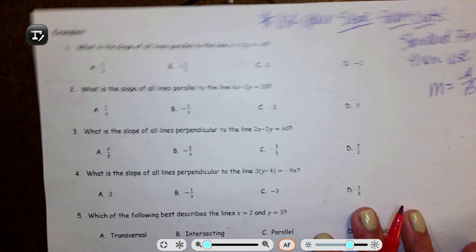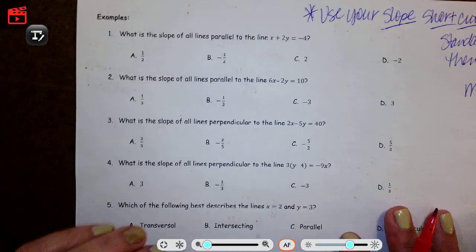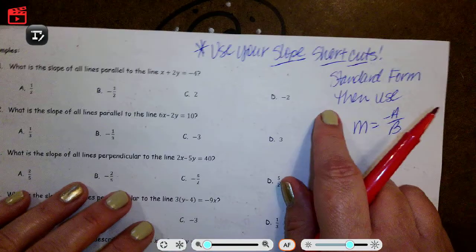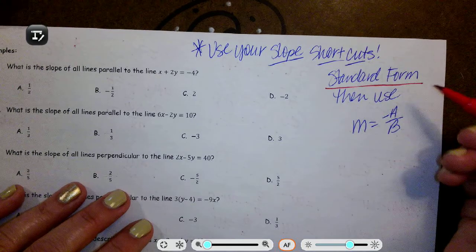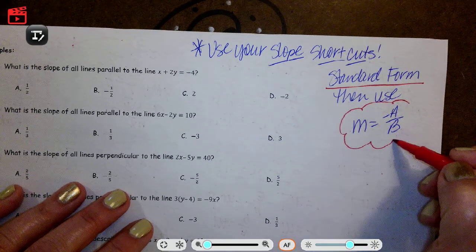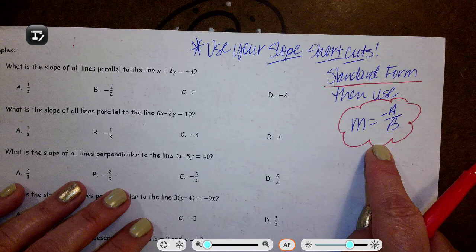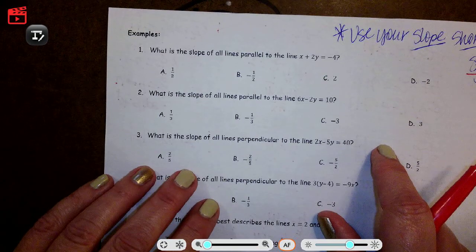Okay, so let's flip over here. Let's take a look at what's going on back here. They gave us some examples, and I want to remind you, don't forget that if an equation is in standard form, we can use this little guy to help us out. Remember, that's a lazy mathematician. That's one of their favorite little tricks to use. I say they, you know it's me.